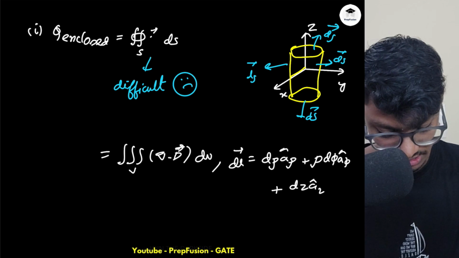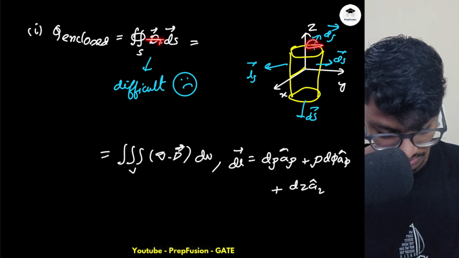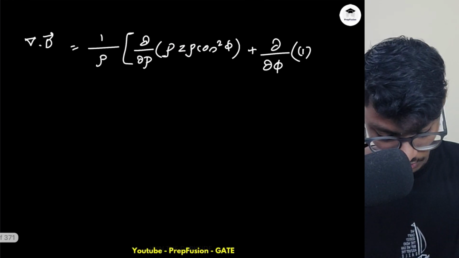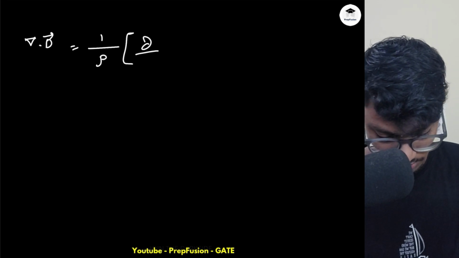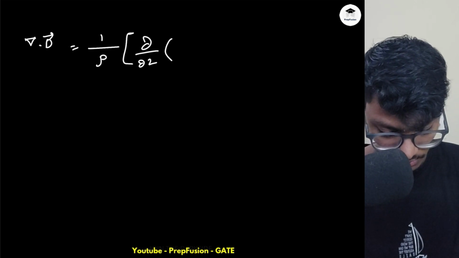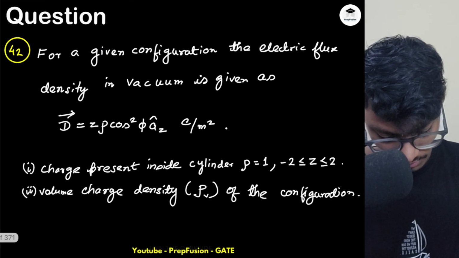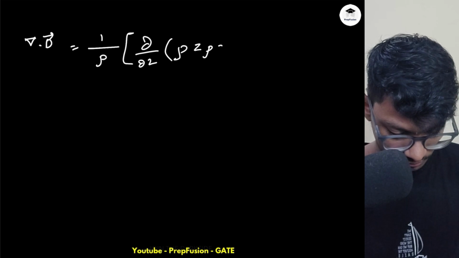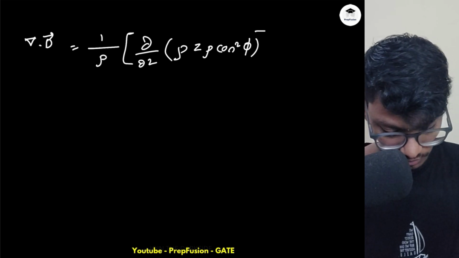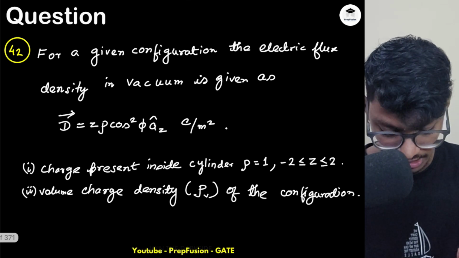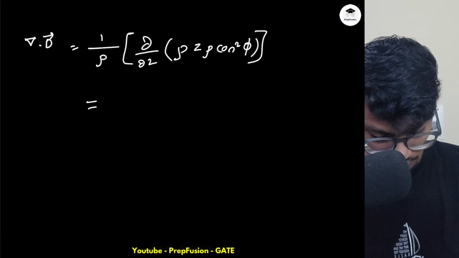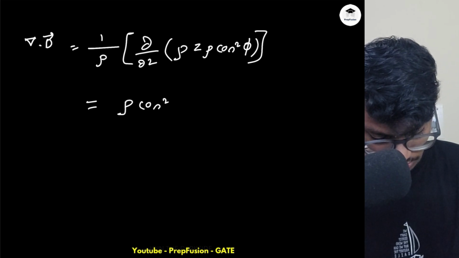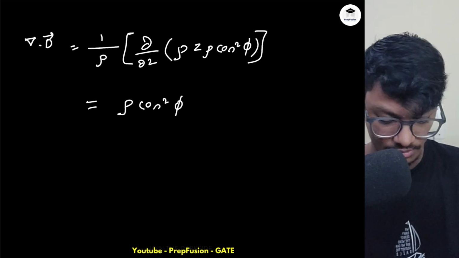If it was in az direction, actually the dot product would have been a bit simpler, but still, if it is only in this direction, these components will not matter to us, only this one will matter. d by dz, this will be rho again, and this will be z rho cos square phi. That will be the only divergence. If you are not able to recall, go back and watch the basics video. So here rho will be here, so there will be rho cos square phi. So this will be basically the simple del dot v.